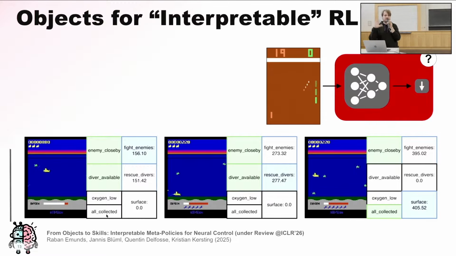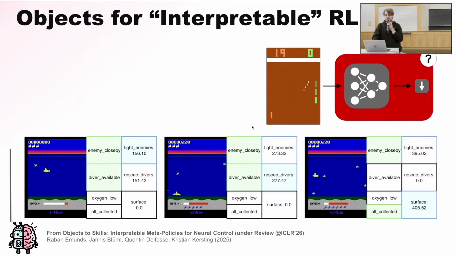We don't have to understand the game yet. But what we now see is, okay, he decides to fight an enemy because there is an enemy close by and because there is a diver available to me. In the second case, the same two rules are here, but he decides to rescue the diver because the diver is closer to him. And these rules basically give us an understanding, or a little bit of understanding. It's not perfect yet. We are not done yet. But this alone helps us to understand more about what an agent is doing.